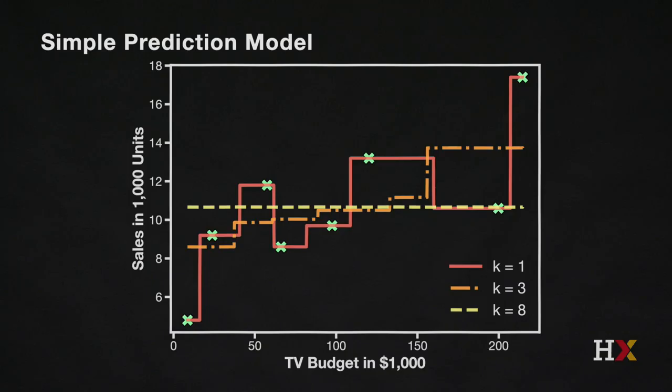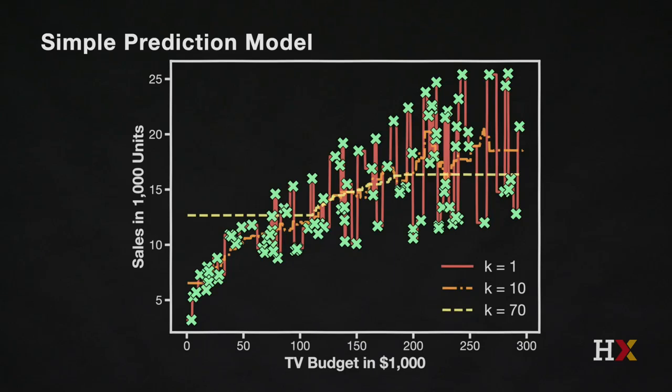Now let's put all the data back to make it more interesting. Now I can do k equal to 1, and you can see that for k equal to 1, I go through every point as expected. For k equal to 10, the line becomes a little more descriptive, and for k equal to 70, I'm going closer and closer to the average model. Now, which model is best here? That's a question we're going to answer in the next segment.